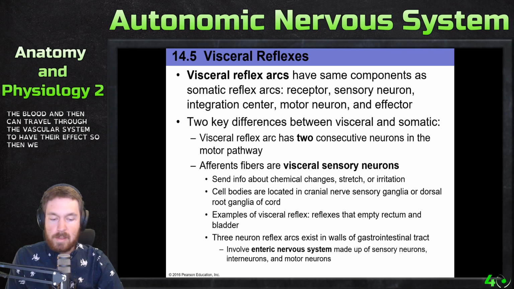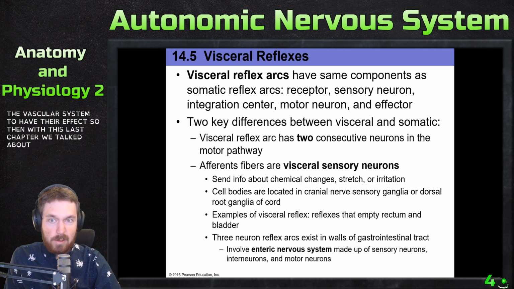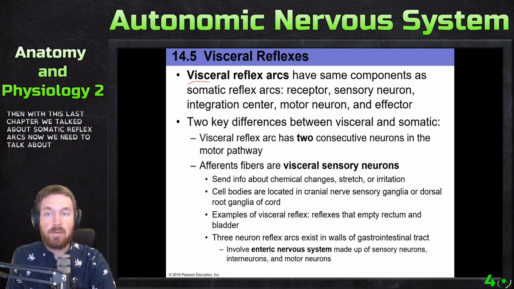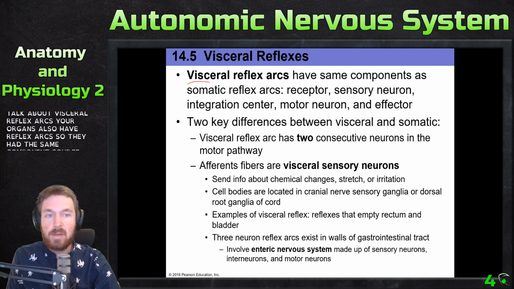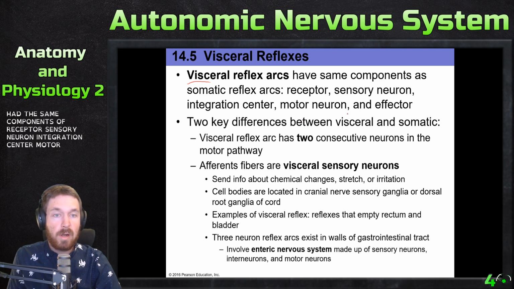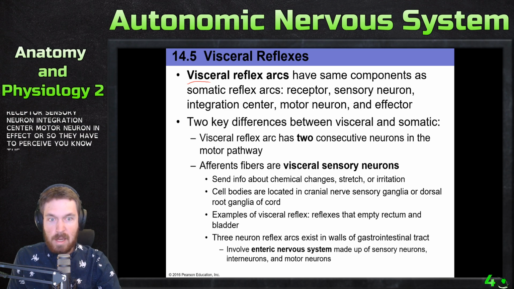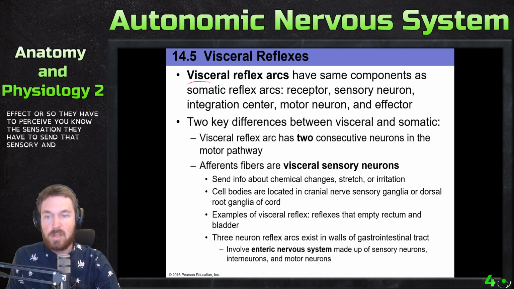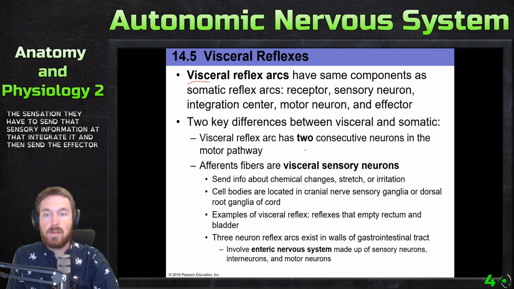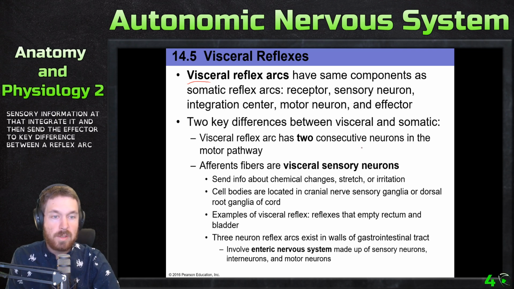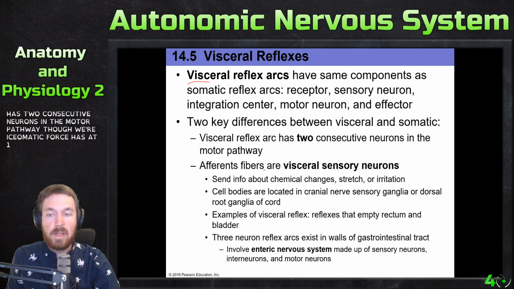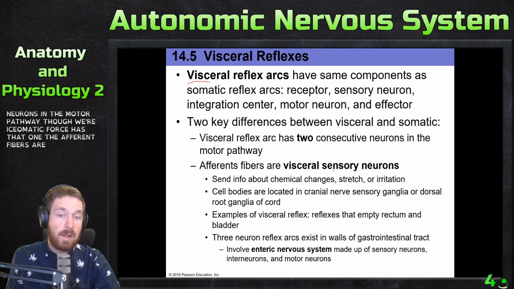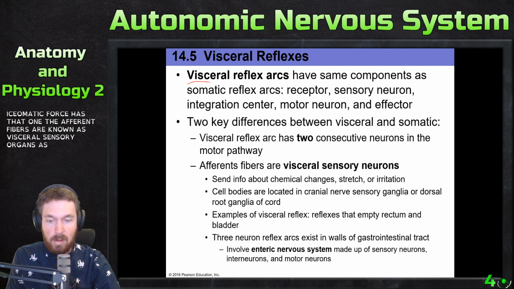So then with this, last chapter we talked about somatic reflex arcs. Now we need to talk about visceral reflex arcs. Your organs also have reflex arcs. So they have the same components: a receptor, sensory neuron, integration center, motor neuron, and effector. They have to perceive the sensation, send that sensory information, integrate it, and then send it to the effector. Two key differences: the visceral reflex arc has 2 consecutive neurons in the motor pathway, whereas somatic, of course, has 1. The afferent fibers are known as visceral sensory fibers as well.